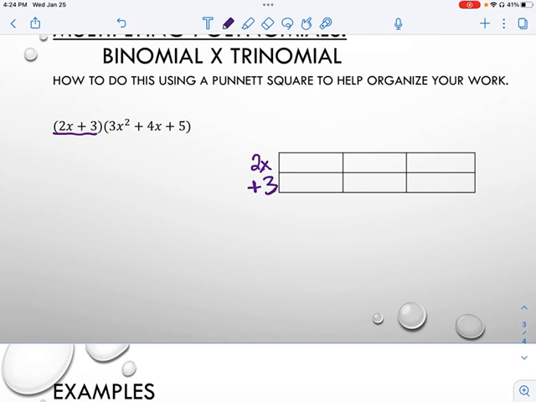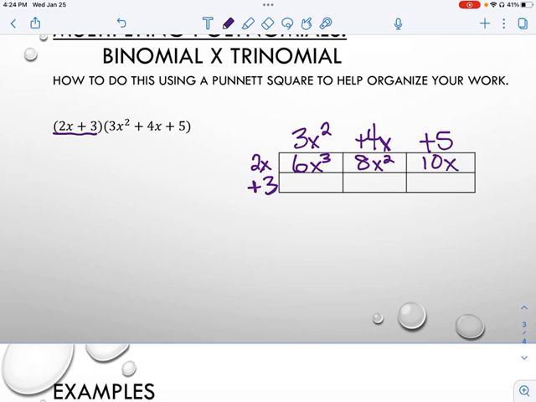Then across the top, this is where I'm going to take my 3x squared, my positive 4x, and my positive 5. Now, what I simply do is I just multiply going across. So 2x times 3x squared, that's going to give me 6x to the third. Remember that you're adding those exponents. Then I go to the next square, 2x times 4x, that gives me 8x squared. Then I go to the next square, 2x times 5, that gives me 10x.